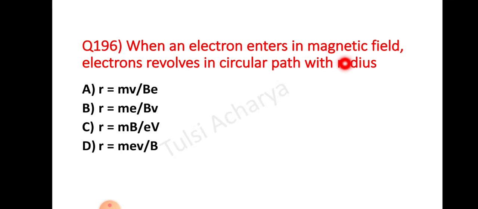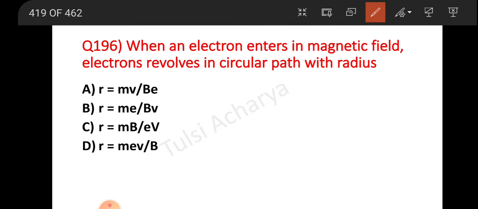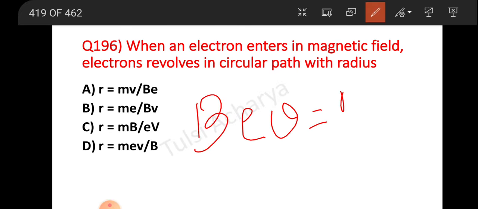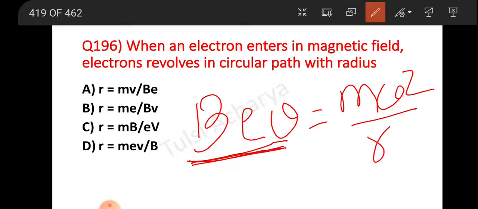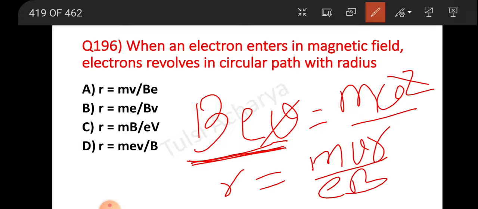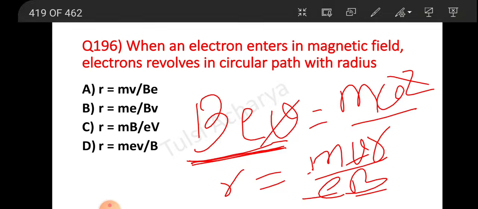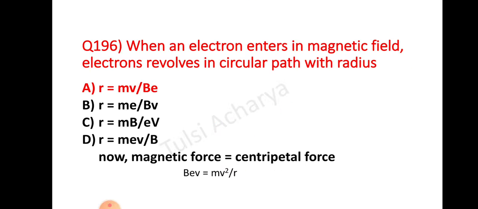When an electron enters a magnetic field, the electron revolves in a circular path with radius r. We know that the force on the electron in a magnetic field is BeV. This is not energy, this is called magnetic force, which is balanced by mv square by r. This is centripetal force. This v and v will cancel each other, and r will be given by m into v by eB. That is "mero bhai engineer banos". That is option choice A, the correct answer for question number 196. You can use the mnemonic r is equal to "mero bhai engineer banos".